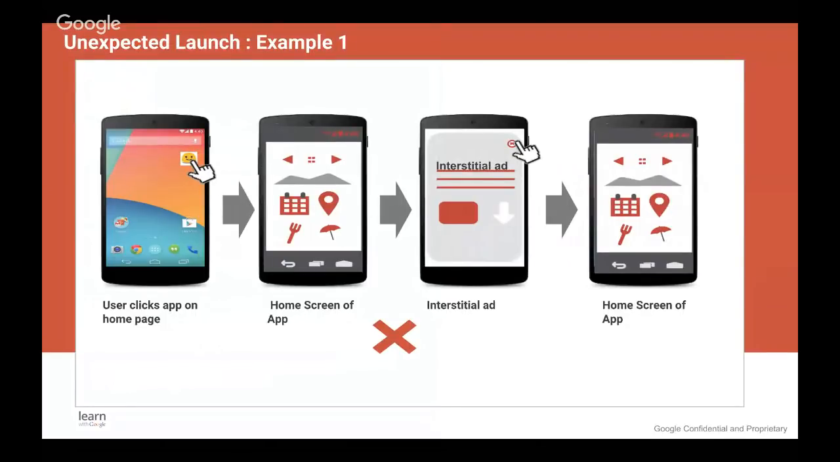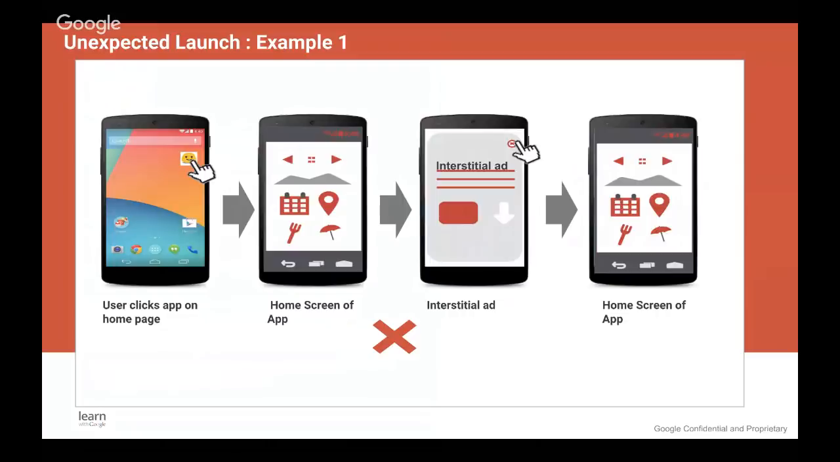If you look at the screen over here, the example is that a user clicks on the app icon on the home page of their phone device. The home screen of the app shows up. And without any user-generated action, an interstitial ad pops up. Upon closing the interstitial ad, the user sees the home screen of the app again. Now, there are two violations over here. The first is that an interstitial ad was launched unexpectedly, as there was no user-generated action yet on the home screen of the app. The second is that upon closing the interstitial, the user was seeing the same screen that they were seeing before the interstitial.